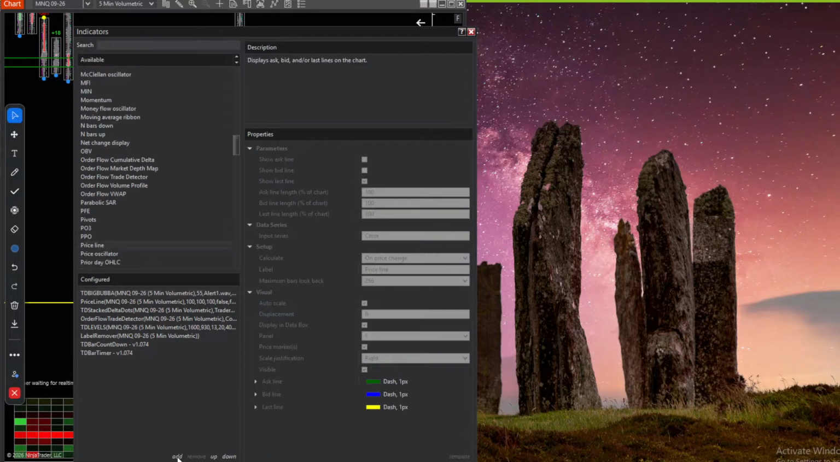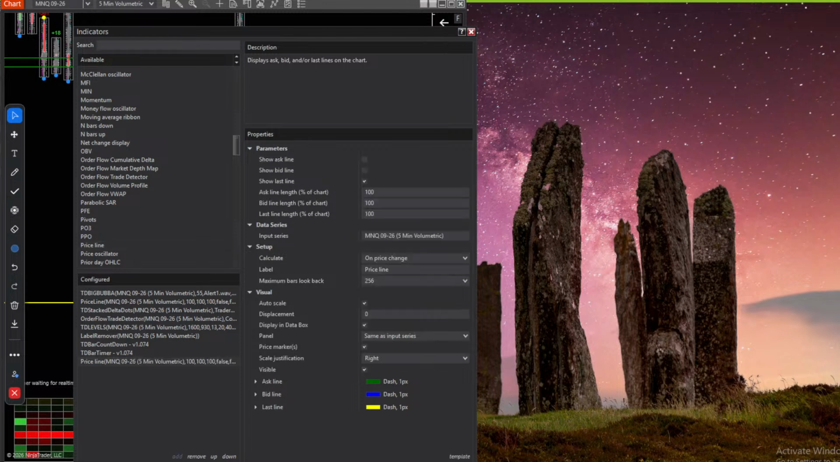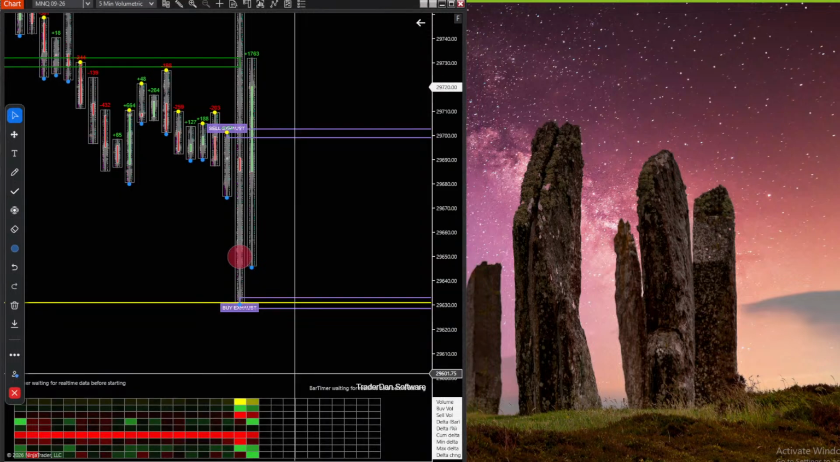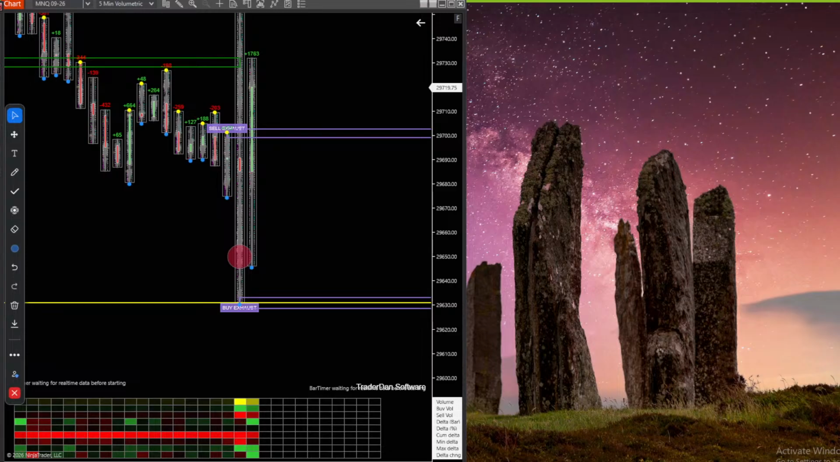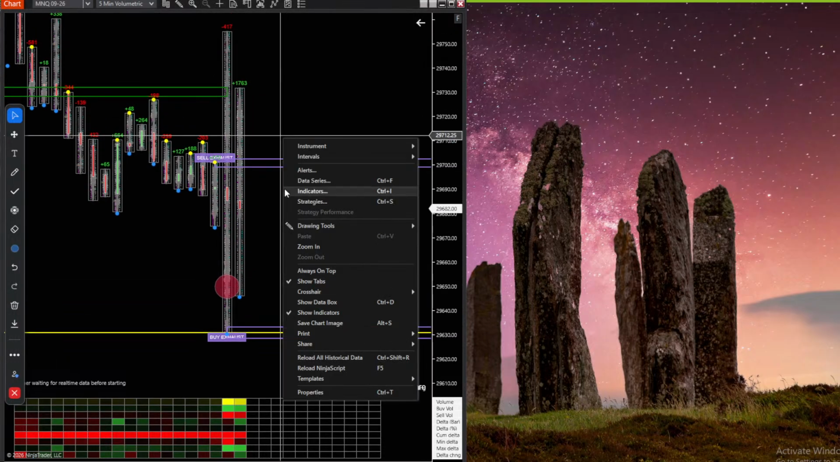Yeah, that new indicator that reads the volumetric on the order flow might be too much. I might have too much information on it. That is exactly where we're at. Why isn't this showing my price line though?